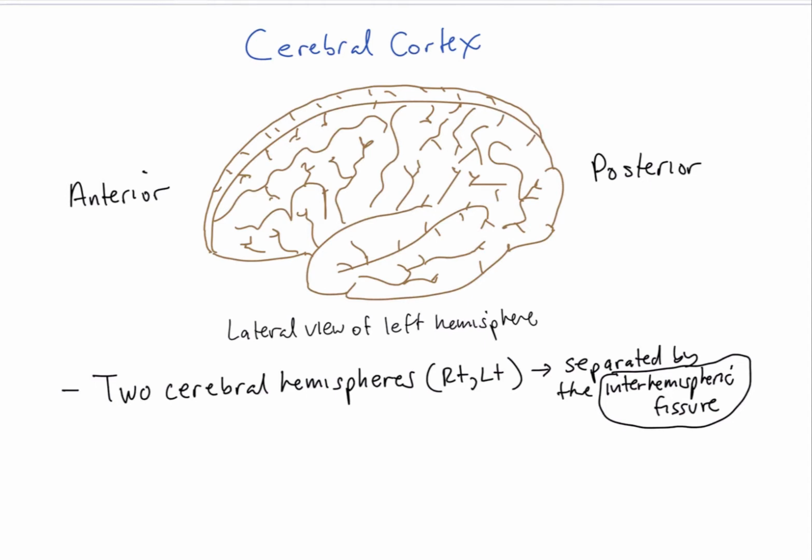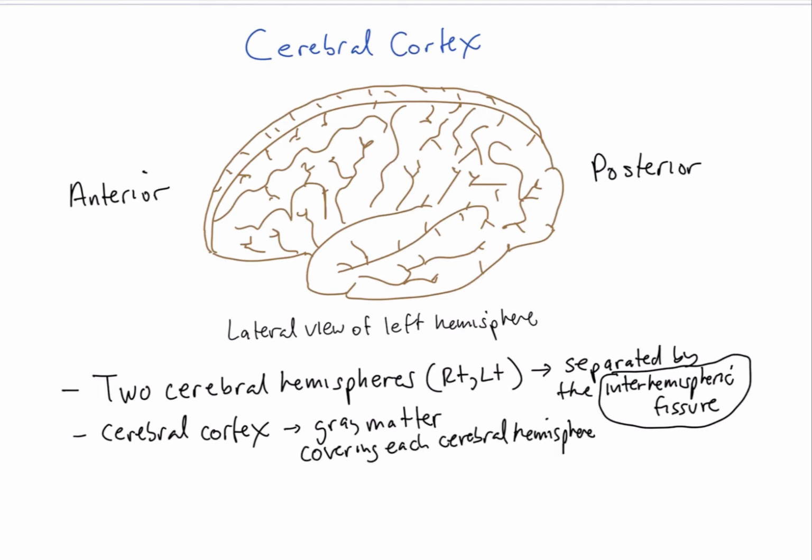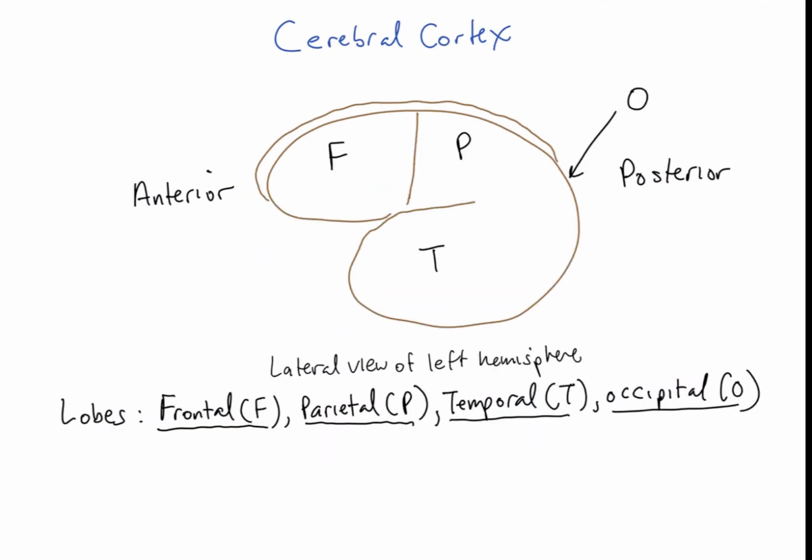Next, we can look at the cerebral cortex, which is made up of gray matter, which is just collections of cell bodies covering each cerebral hemisphere. And notice that there are lots of folds, which we call gyri, or gyrus singular, and grooves, or sulci, or sulcus to be singular. I'm going to highlight those here in this cartoon. Notice all those grooves and folds.